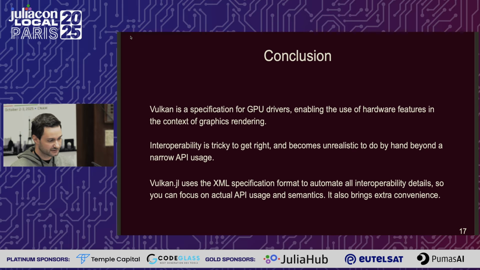So quickly to sum up, Vulkan is a specification, just a paper for GPU drivers that then implement it, which enables the use of hardware features for graphics, particularly if you want to render graphics. It's really hard to do interop specifically with Vulkan because it is so complex. There's a lot of API surface, and they have patterns that stress out all of the correctness guarantees that Julia provides. But we can use the XML specification to do a lot of the work for us and essentially not have to worry about C interoperability if all you want to do is to use the Vulkan API. You don't really want to deal with the C details usually.